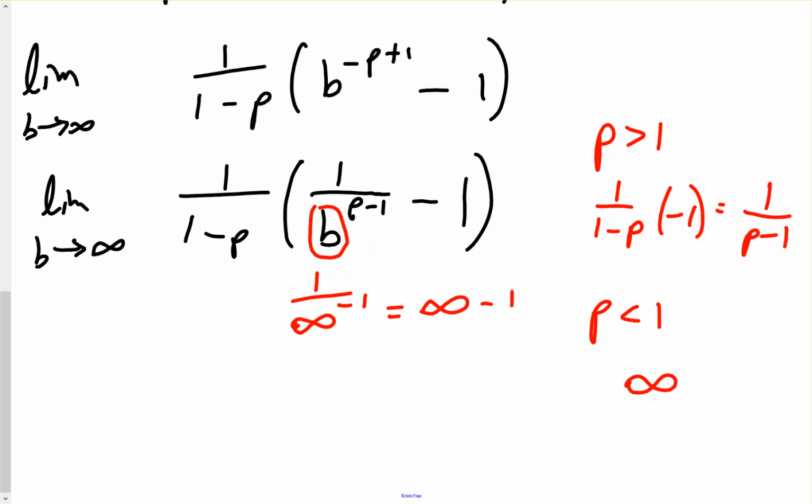Okay, so we would say that the integral we have converges to 1 over p minus 1 if p is greater than 1, and then it would diverge if p is less than 1. Let's just explore what happens if p equals 1.